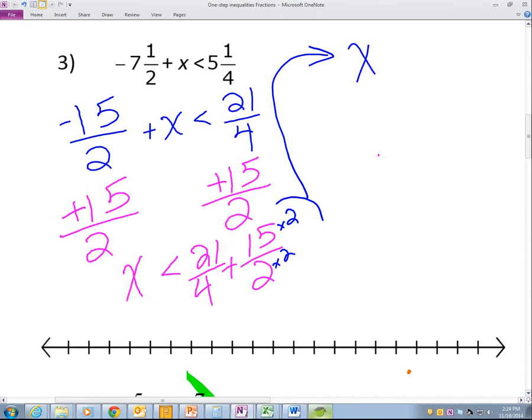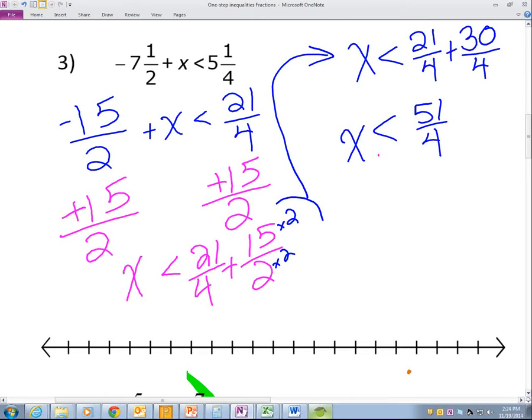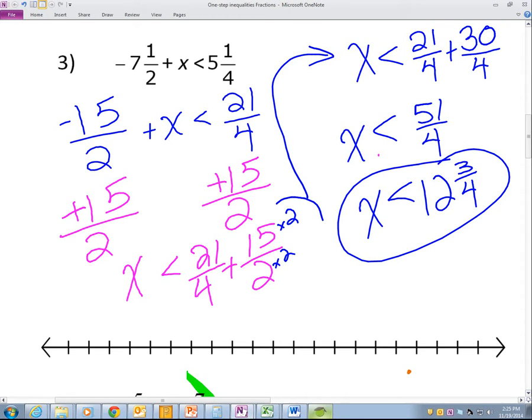X is less than 21 fourths plus 30 twentieths, or 30 fourths, which is equal to 51 fourths. And because I know my math facts, I know that 4 times 12 is 48. So 12 and 3/4 is my inequality value.